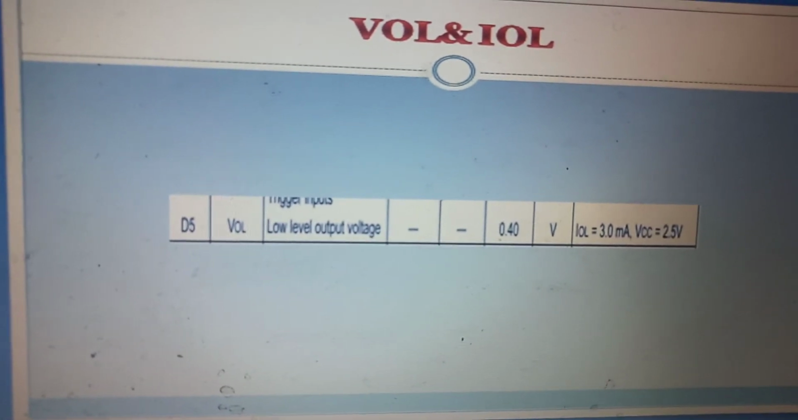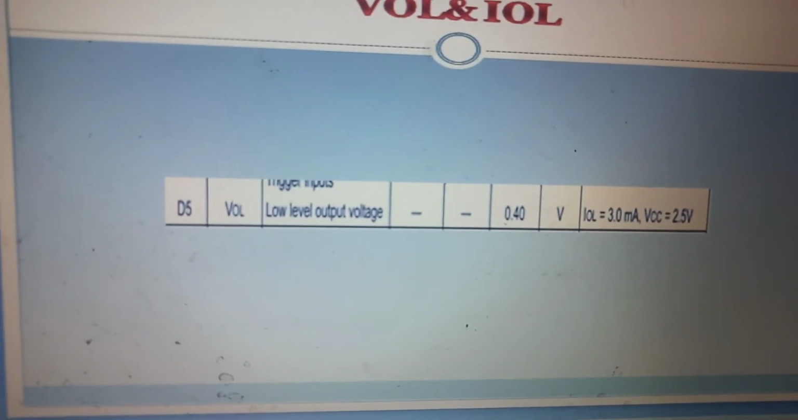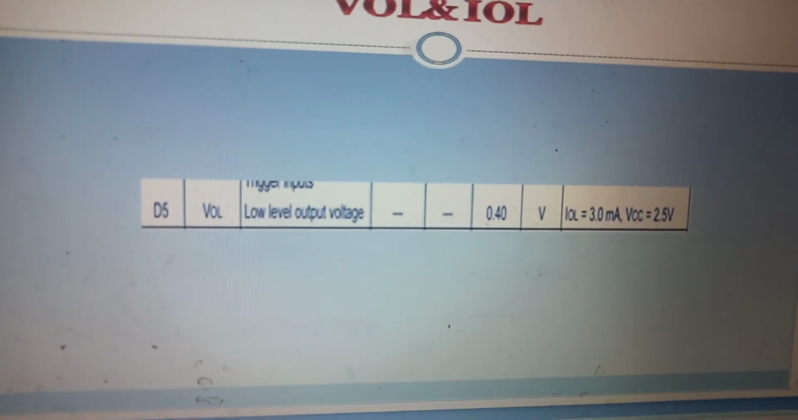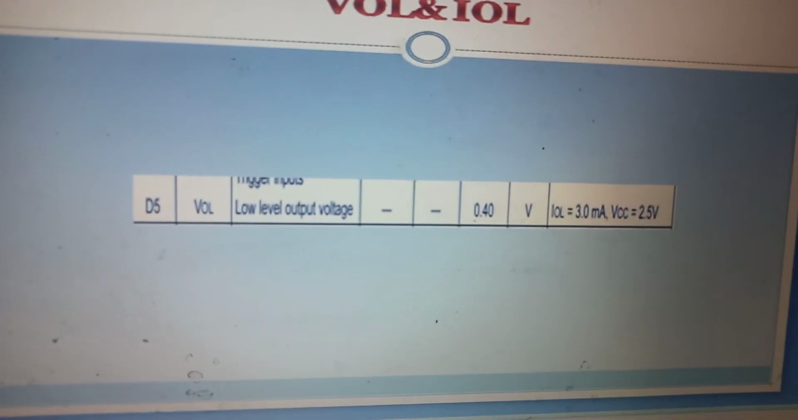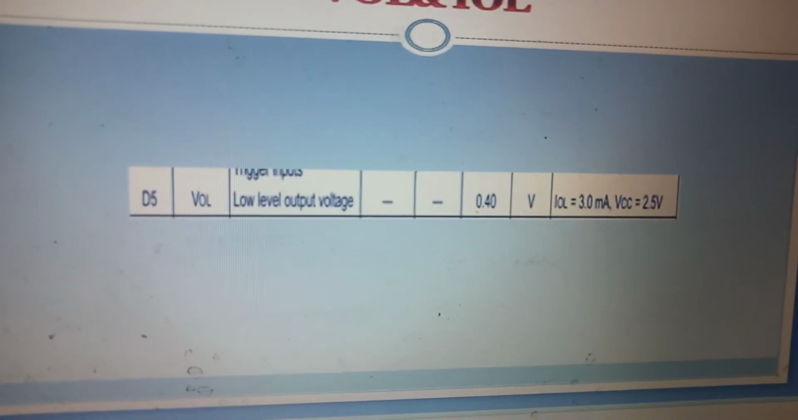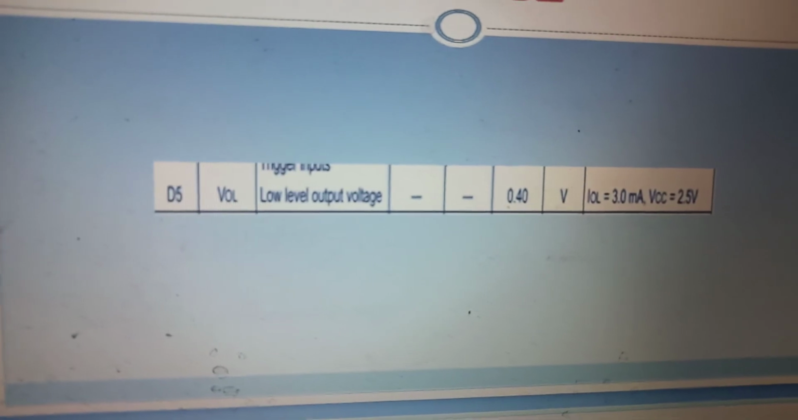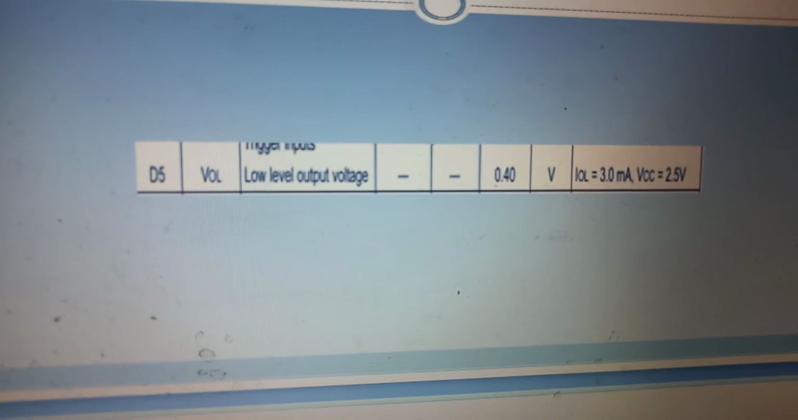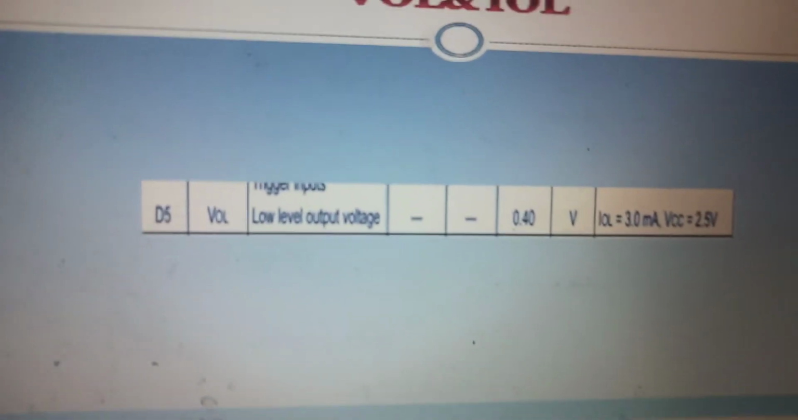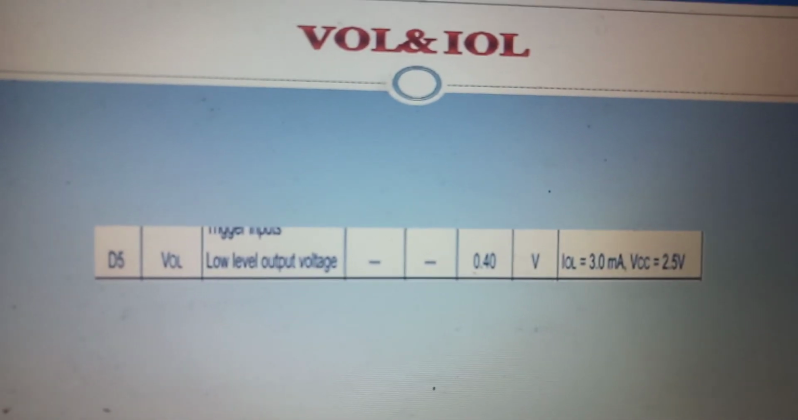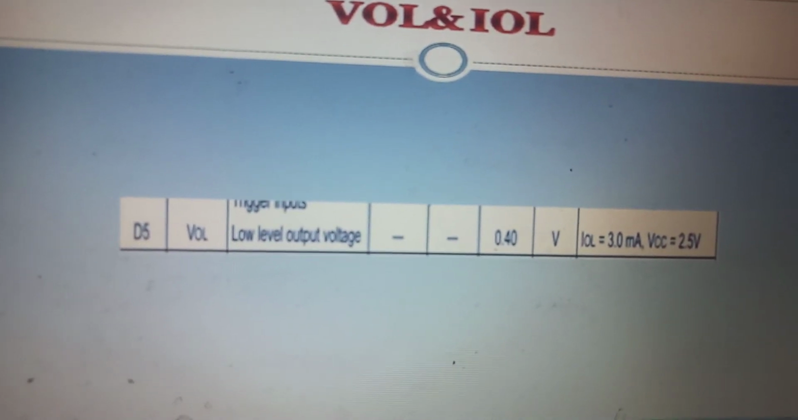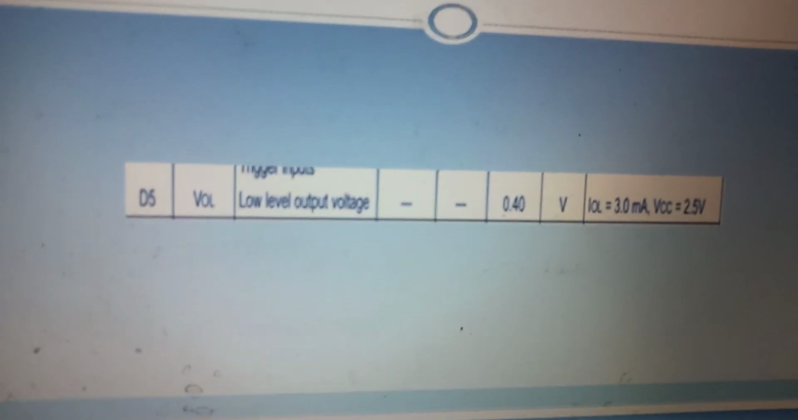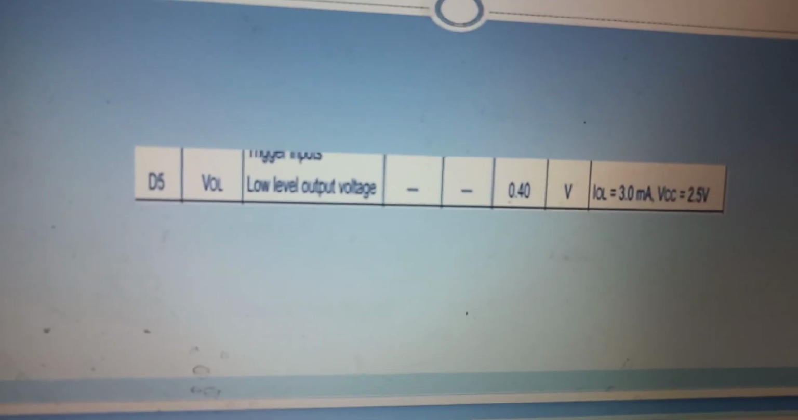See, I referred to the data sheet, and VOL is there. VOL means low level output voltage, which is 0.40 volt, so I am going to take 0.40. Next is IOL, which is 3.0 milliampere, so I am going to use that. VCC is also there, minimum 2.5 to 5.5 volt. We need to see the data sheet to take these details. Now we are going to apply the pull-up resistor minimum.